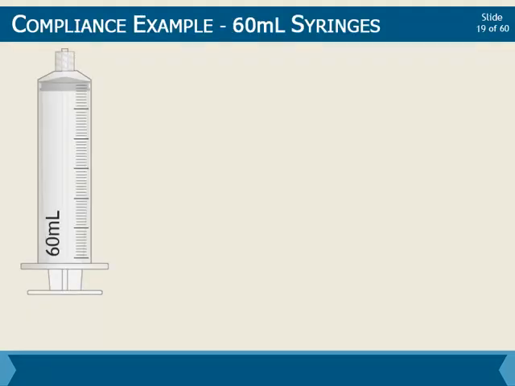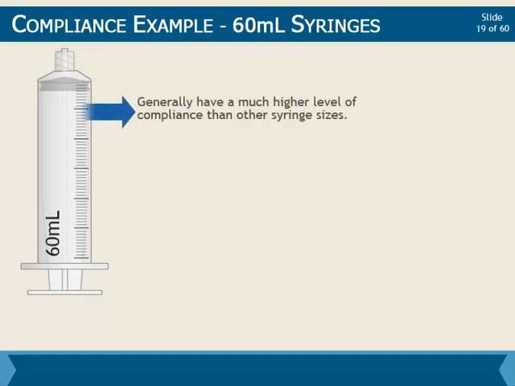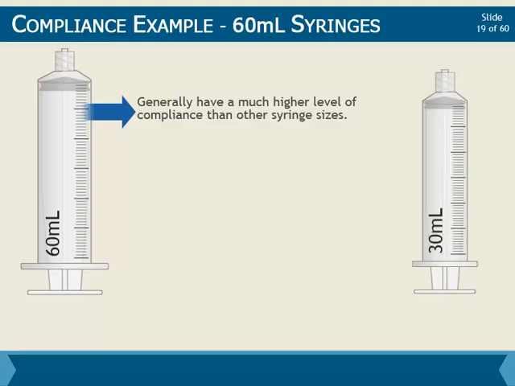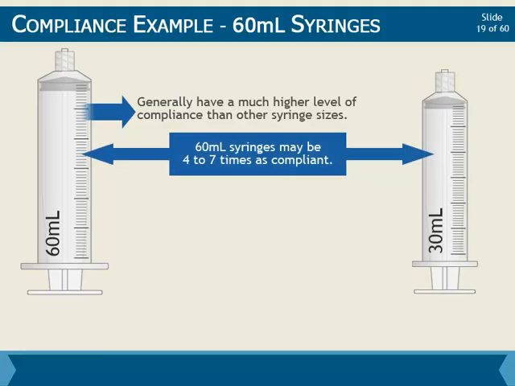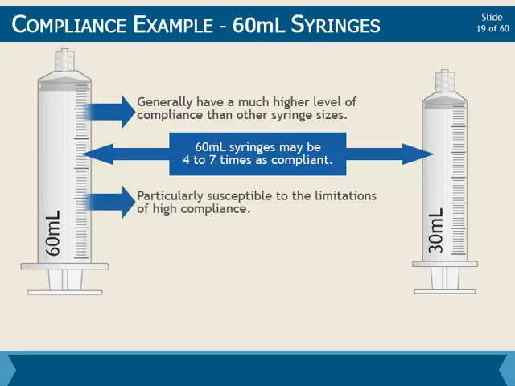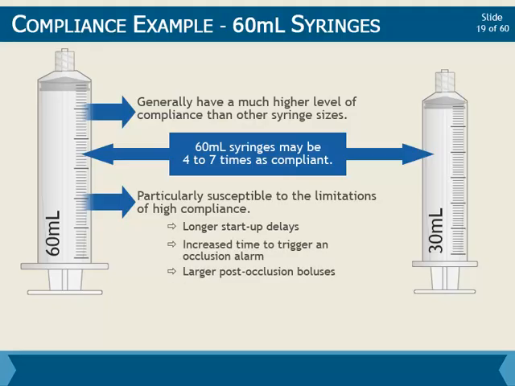60 milliliter syringes are a good example of compliance having the potential to significantly impact delivery. 60 milliliter syringes generally have a much higher level of compliance than other syringe sizes. Even compared with 30 milliliter syringes, 60 milliliter syringes may be 4 to 7 times as compliant. This makes 60 milliliter syringes particularly susceptible to the limitations of high compliance, such as longer startup delays, increased time to trigger an occlusion alarm, and larger post-occlusion boluses.